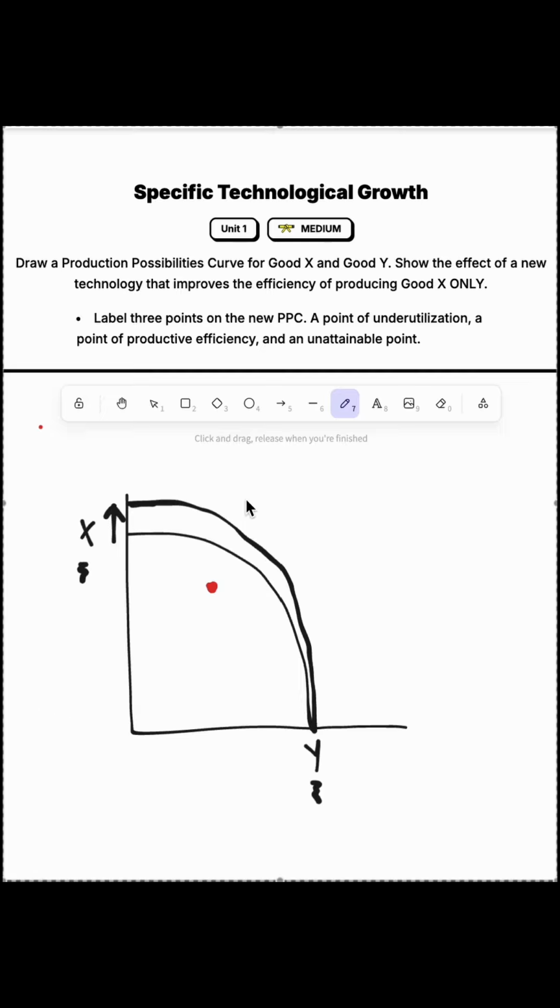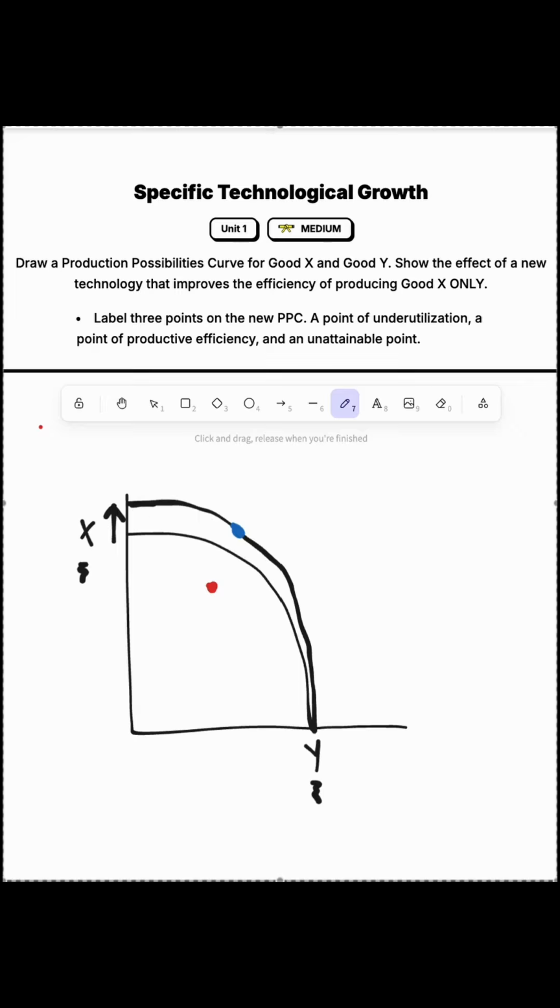Now, the next point they want us to show is productive efficiency. Now, productive efficiency just means we're using our resources effectively. There's no waste. We're producing as much as we possibly can. So we could put that somewhere along the new PPC.